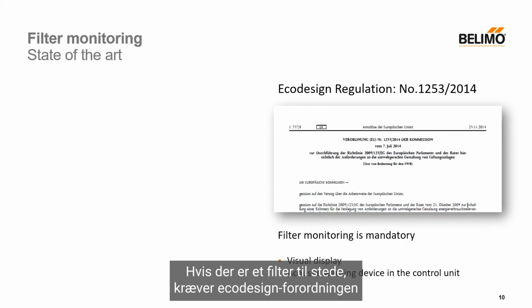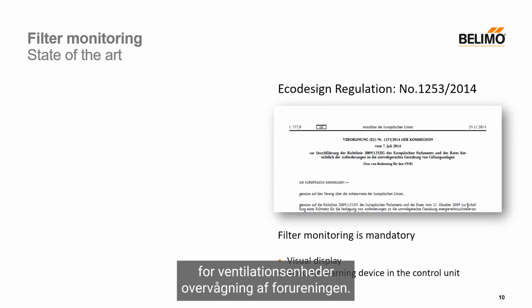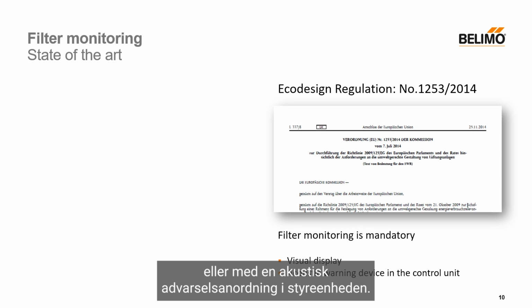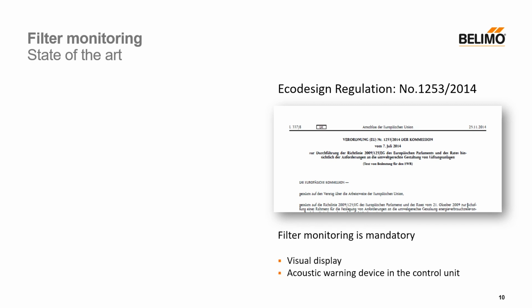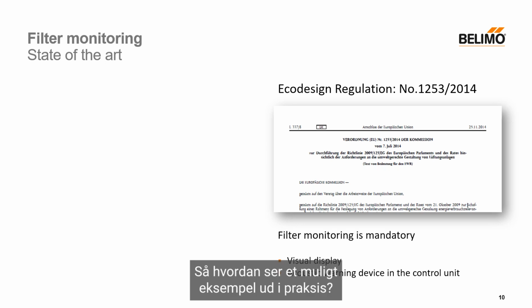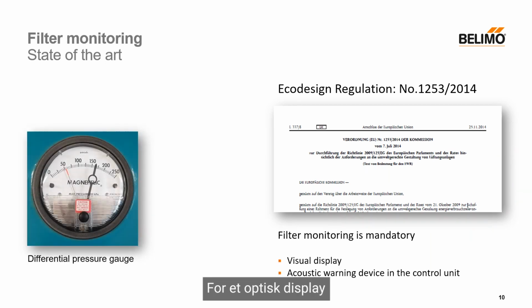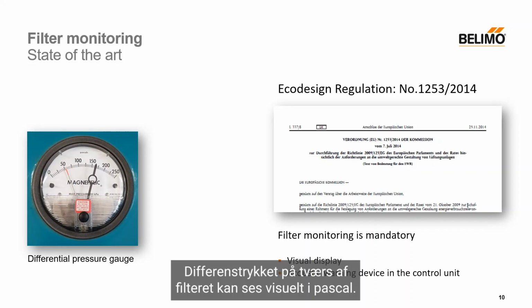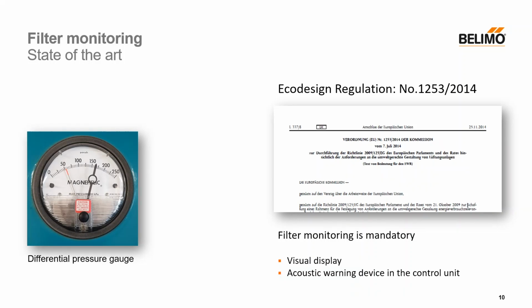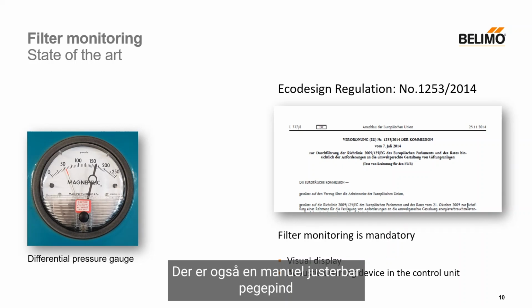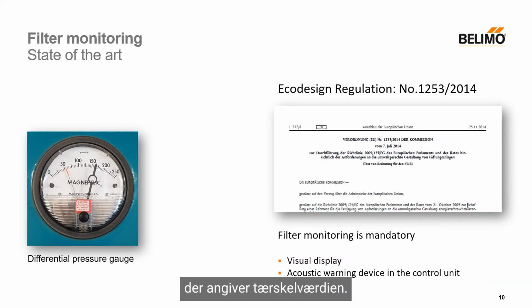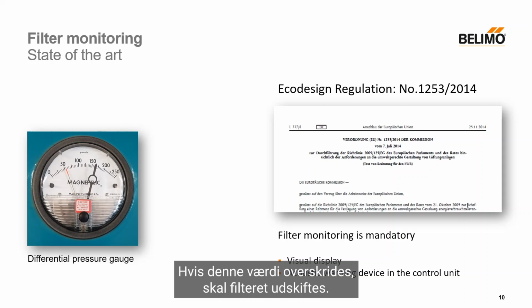If a filter is present, the eco-design regulation for ventilation units requires monitoring of the contamination. This can be done in 2 ways, either with a visual display or with an acoustic warning device in the control unit. So what does a possible example look like in practice? For an optical display, differential pressure gauges are used. On these, the differential pressure across the filter can be seen visually in Pascal. There is also a manually adjustable pointer that indicates the threshold value. If this value is exceeded, the filter must be replaced.